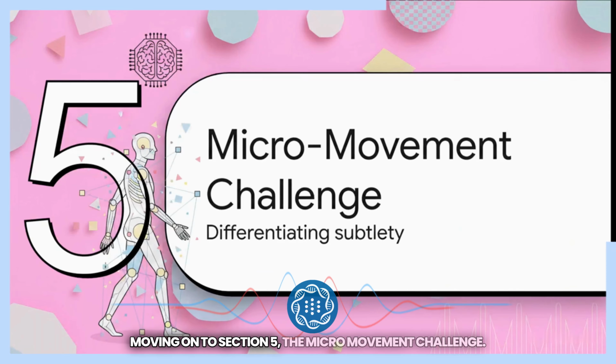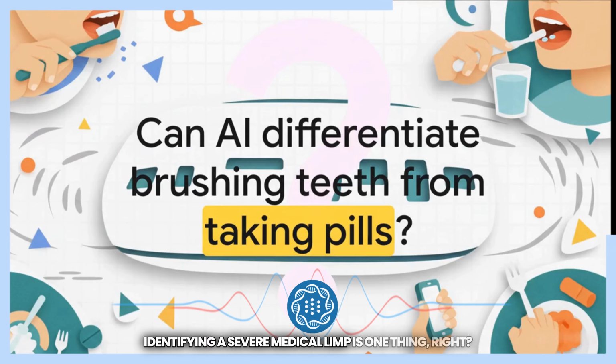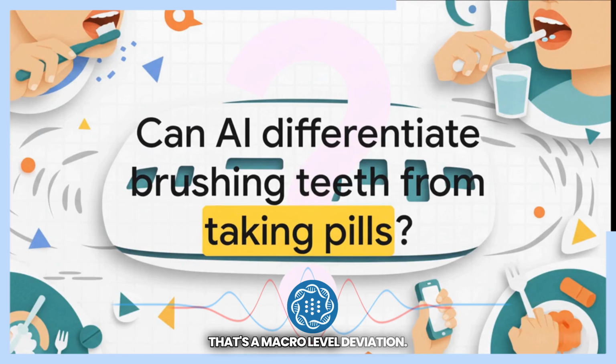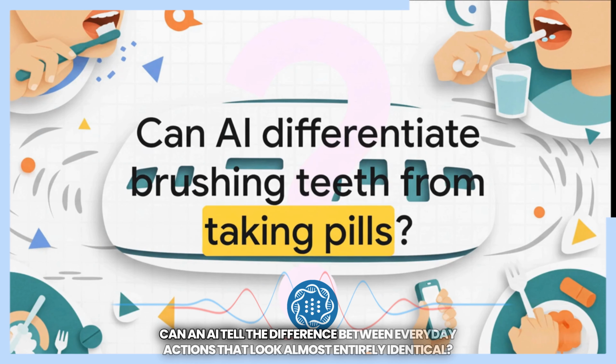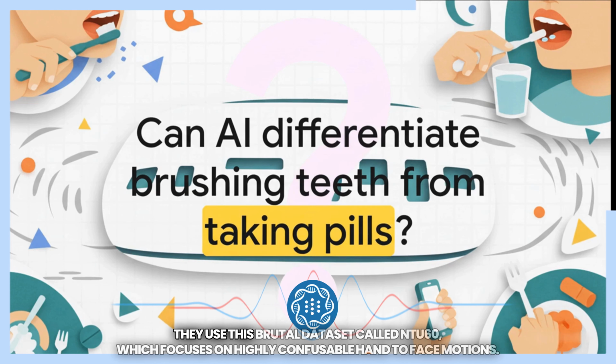Moving on to Section 5. The Micro-Movement Challenge. Identifying a severe medical limp is one thing, right? That's a macro-level deviation. But what about subtlety? The researchers wanted to push the absolute limits of this model with a micro-movement challenge. Can an AI tell the difference between everyday actions that look almost entirely identical? They used this brutal dataset called NTU60, which focuses on highly confusable hand-to-face motions.